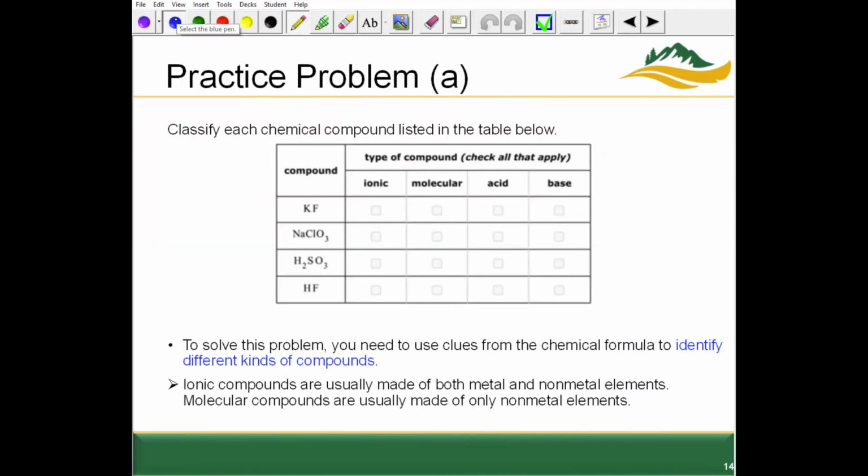Given that background, let's classify each of these as ionic, molecular, an acid, or a base. Distinguishing ionic versus molecular will be good practice from what we've looked at prior, but now we have possibly an acid or a base included as well. It's important to identify from the chemical formula whether it is a molecular compound or an ionic compound, an acid, or a base. We know from chapter 2 that ionic compounds are made of both a metal and a nonmetal, whereas molecular compounds are made from all nonmetals.